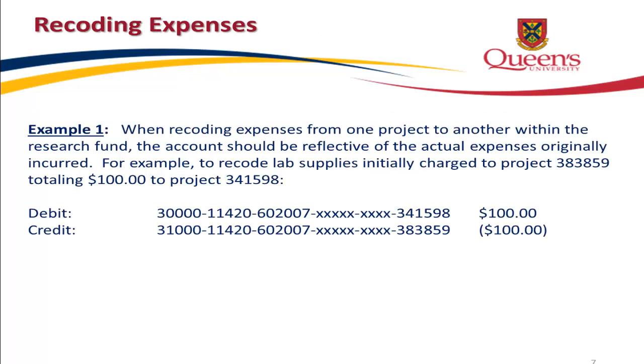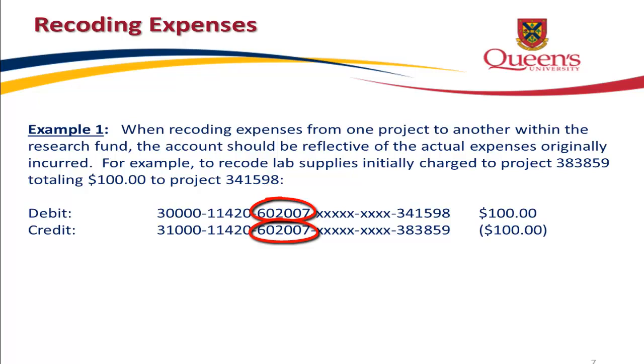Next, we will review some examples of research journal entries. Example number 1 involves recoding expenses from one project to another within the research fund. In this case, $100 in lab supplies was initially charged to Project 383859 and is being recoded to Project 341598. The appropriate chart field values to process this journal entry are shown. You'll notice the same account is used on both sides of the entry.